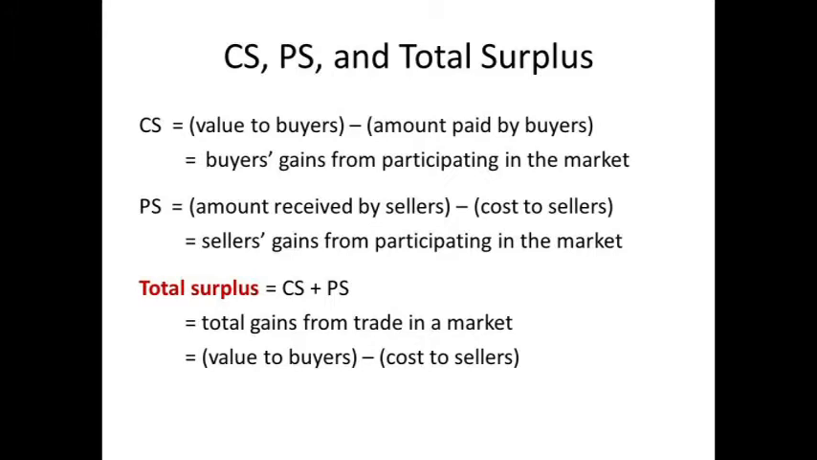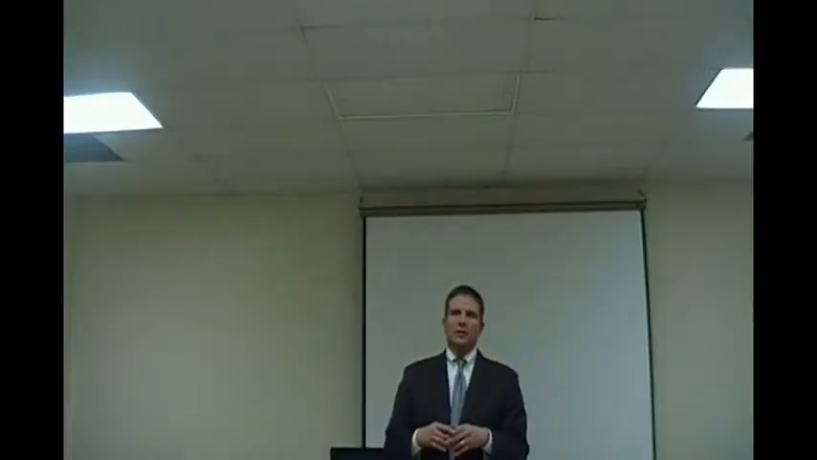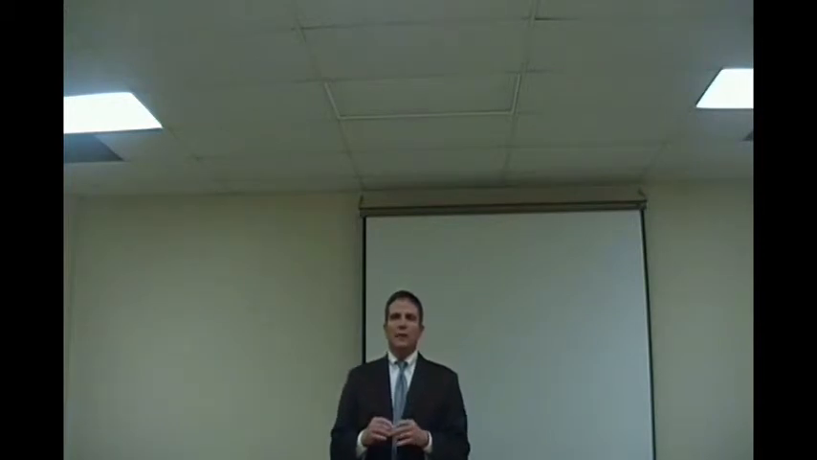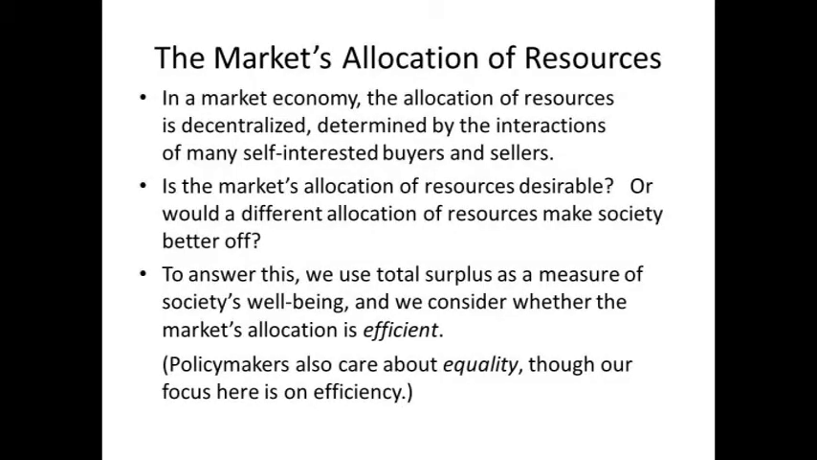If you break it down even further, the total surplus is equal to the value to buyers minus the amount paid by buyers, plus the amount received by sellers minus the cost to sellers. Because the amount paid by the buyers equals the amount received by the sellers, that is how they will find the total market efficiency.